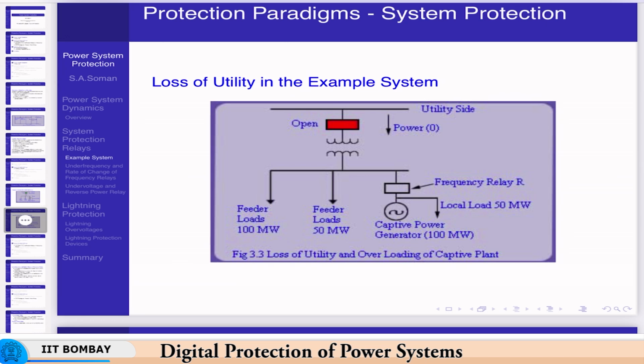To avoid that and loss of power to the entire plant, you can provide a frequency relay R, which is shown here, or maybe a frequency relay at the 100 megawatt load to trip out that load, so that this 50 megawatts plus the other 50 megawatts, depending on what load is essential, what load is non-essential, what load is critical. This has to be done before.